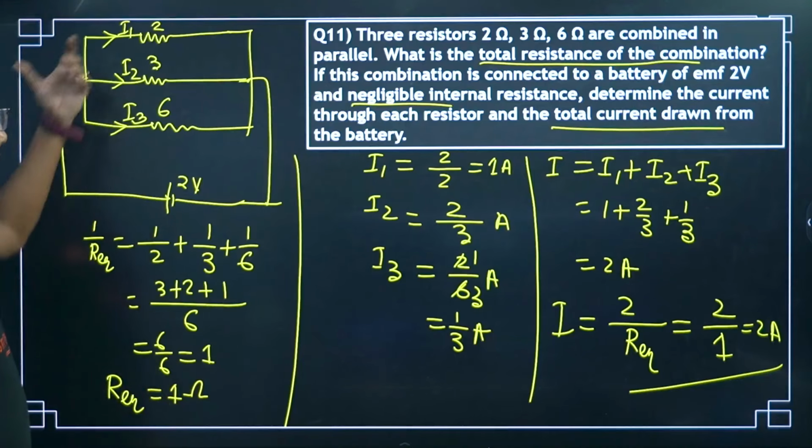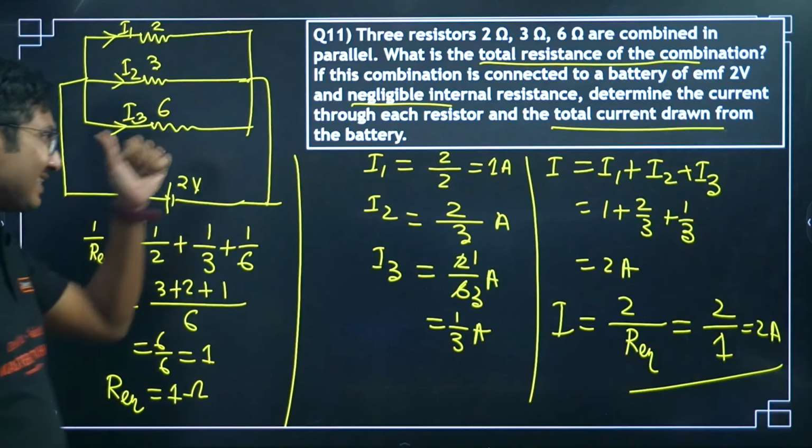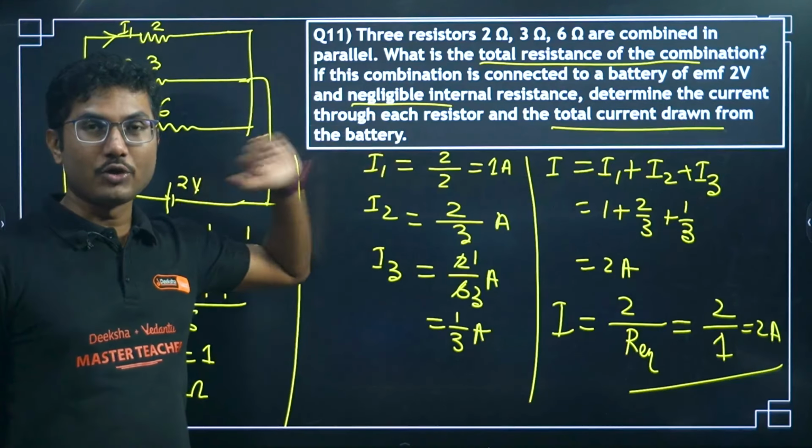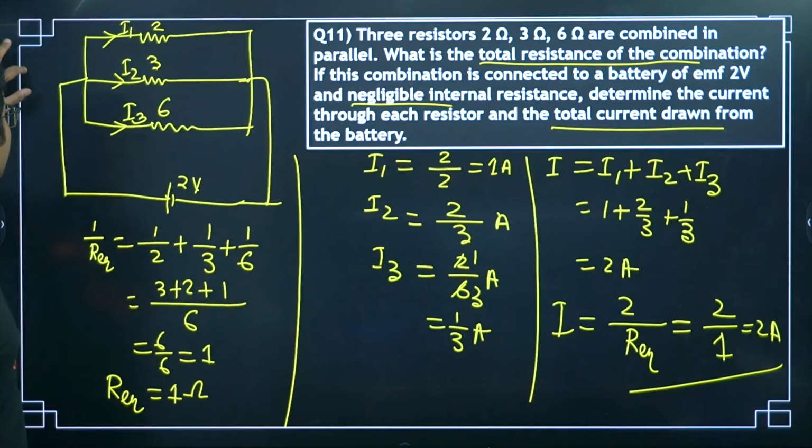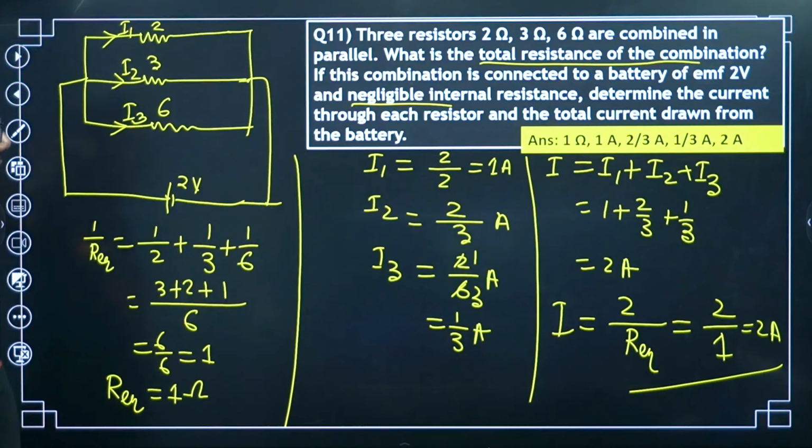So, remember the steps. First you calculate the equivalent resistance. For parallel combination, voltage across each resistance remains the same. So, that is why you can directly calculate the currents. Now, this is the answer.